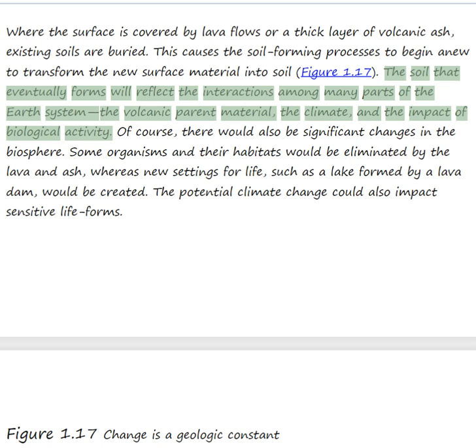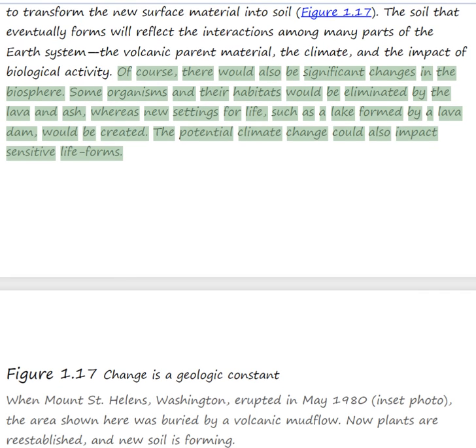The soil that eventually forms will reflect the interactions among many parts of the Earth system: the volcanic parent material, the climate, and the impact of biological activity. Of course, there would also be significant changes in the biosphere. Some organisms and their habitats would be eliminated by the lava and ash, whereas new settings for life, such as a lake formed by a lava dam, would be created. The potential climate change could also impact sensitive life forms.